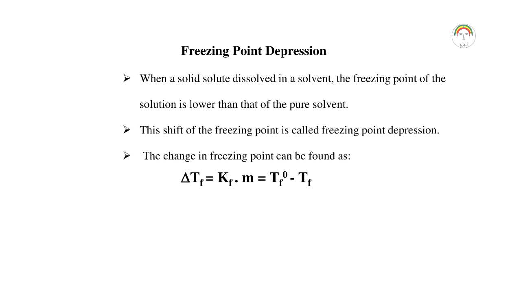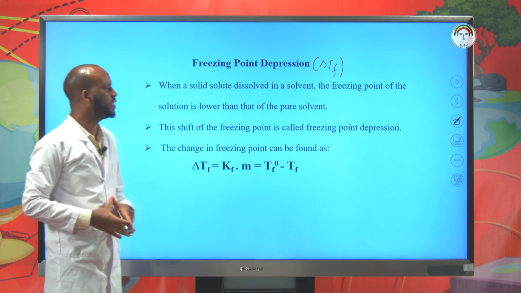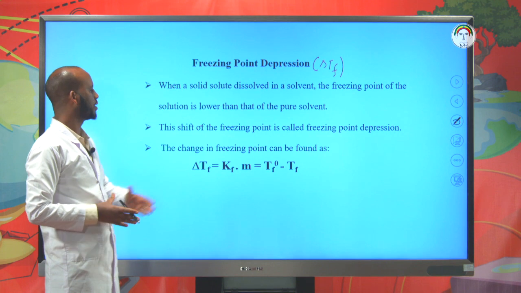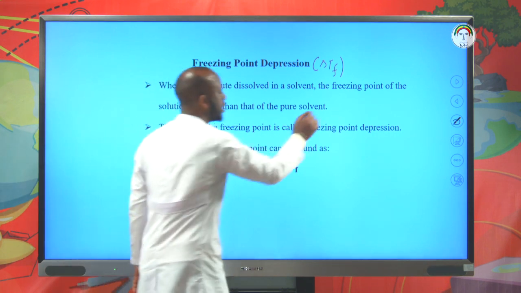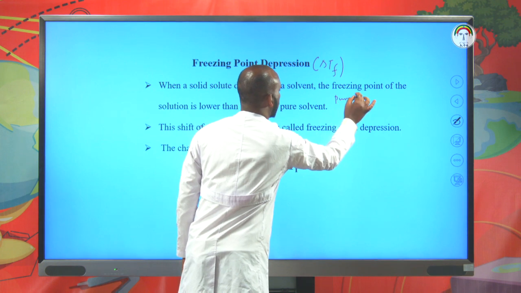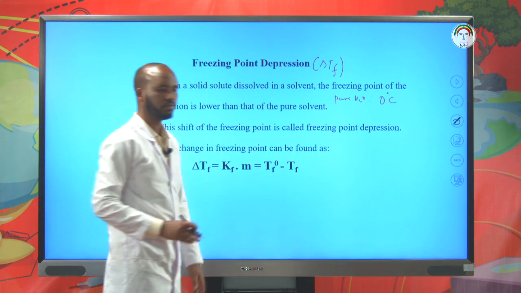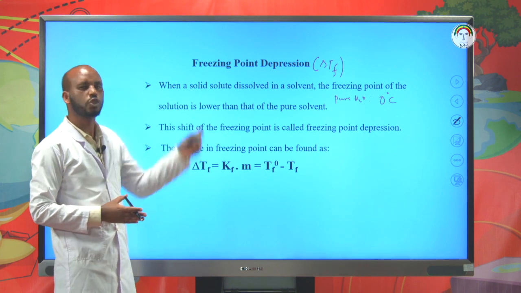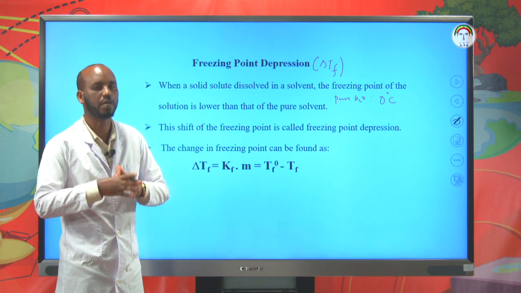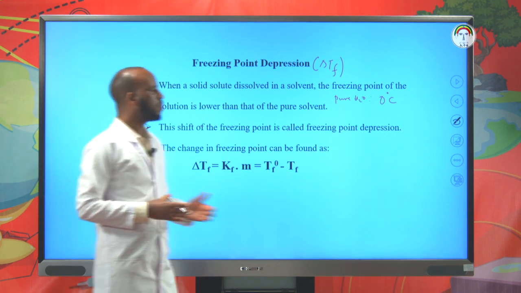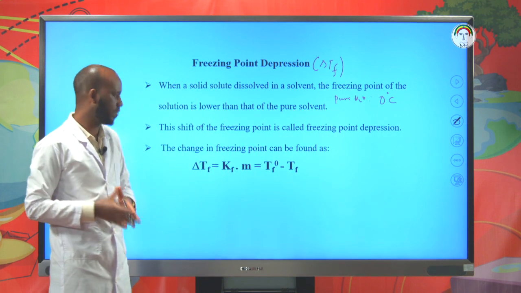Freezing point depression, denoted by the symbol delta TF. When a solute is dissolved in a solvent, the freezing point of the solution is lower than that of the pure solvent. For example, pure water freezes at 0 degrees centigrade. But if a solute dissolves in this water, the freezing point of the solution is depressed. Therefore, the freezing point of the solution is less than the freezing point of the pure solvent.